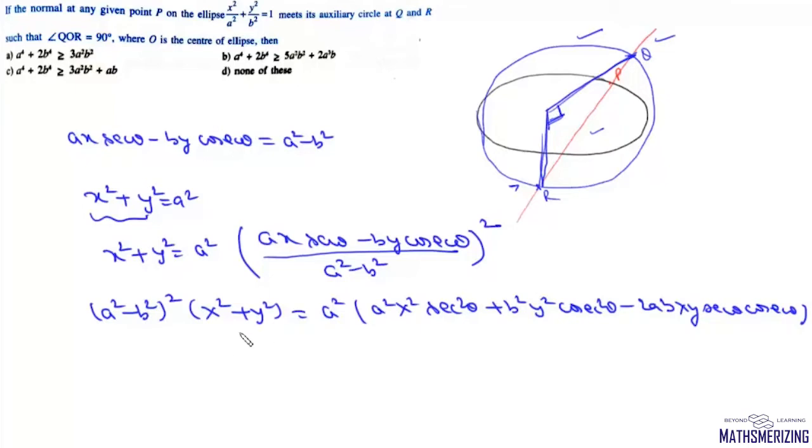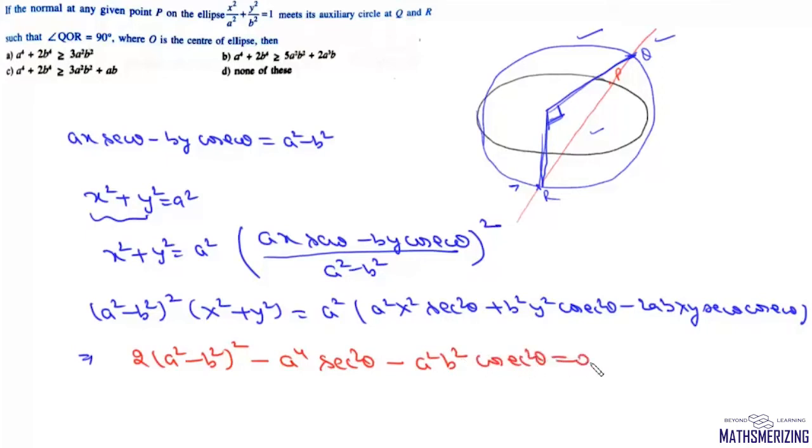So we write the sum of the coefficients of x square and y square. This sum of coefficients will be 2 times a square minus b square, whole square, minus a to the power 4 secant square theta, minus a square b square cosec square theta, and this value must be equal to 0. Now we'll also write secant square theta as 1 plus tan square theta and cosec square theta as 1 plus cot square theta.